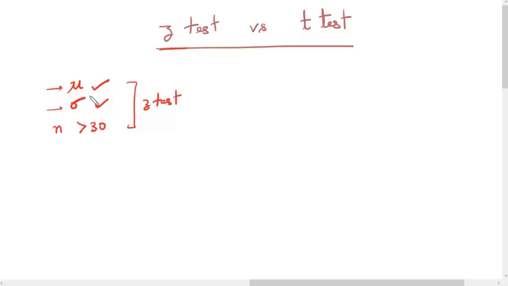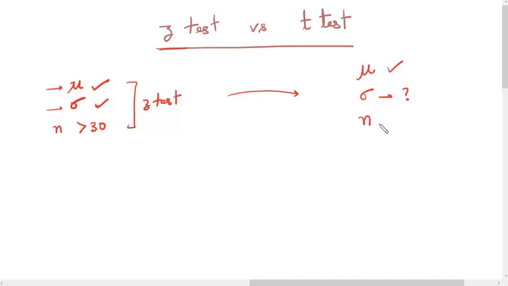Now it is very rarely that you will know the population standard deviation. The population standard deviation is usually unknown to us. So that is why it brings us to the t-test. In a t-test, we know the population average, but we do not know the population standard deviation. So this is unknown to us.